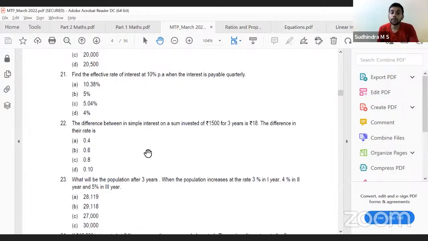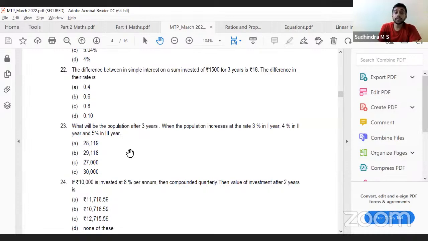What will be the population after 3 years when the population increases at the rate of 3% in 1 year, 4% in 2 years, and 5% in 3 years? They have not given the population today. Printing mistake. Population today is 25,000. Simple application of calculator. We'll get the answer, 28,119. That's all. 25,000 plus 3% plus 4% plus 5%. We get 28,119.